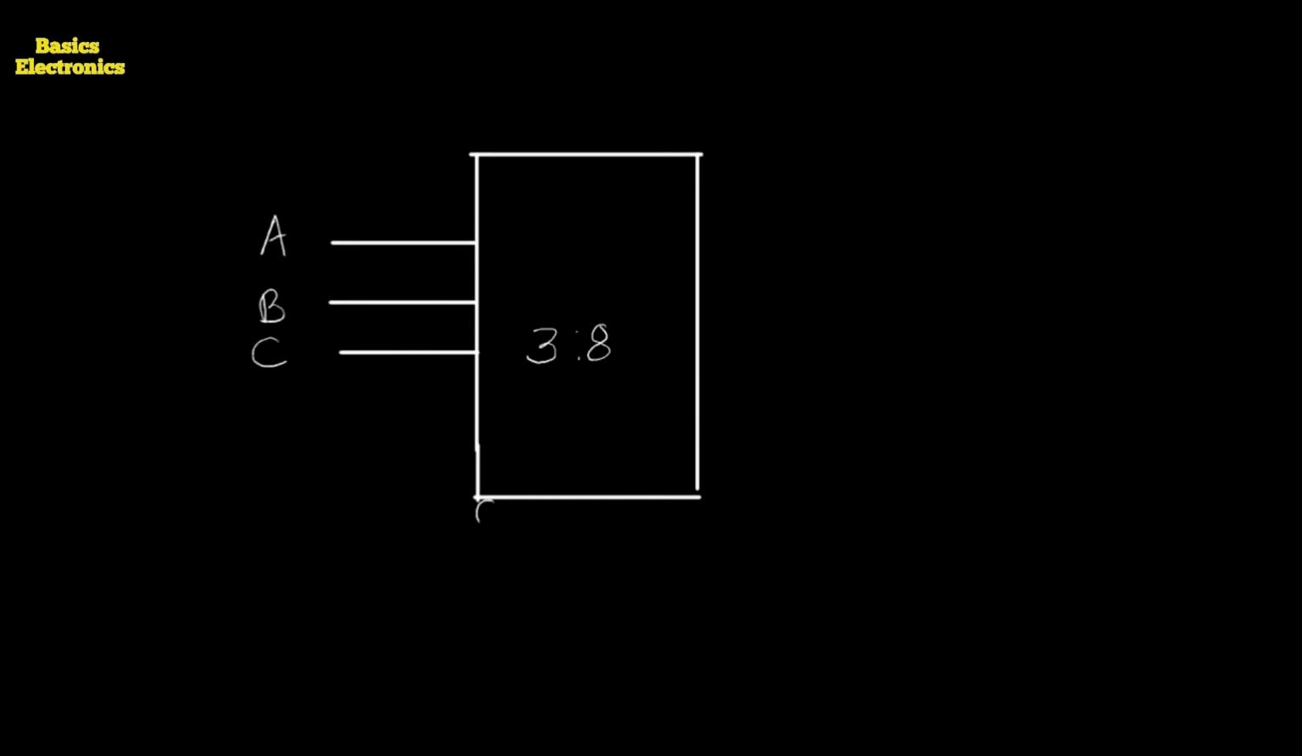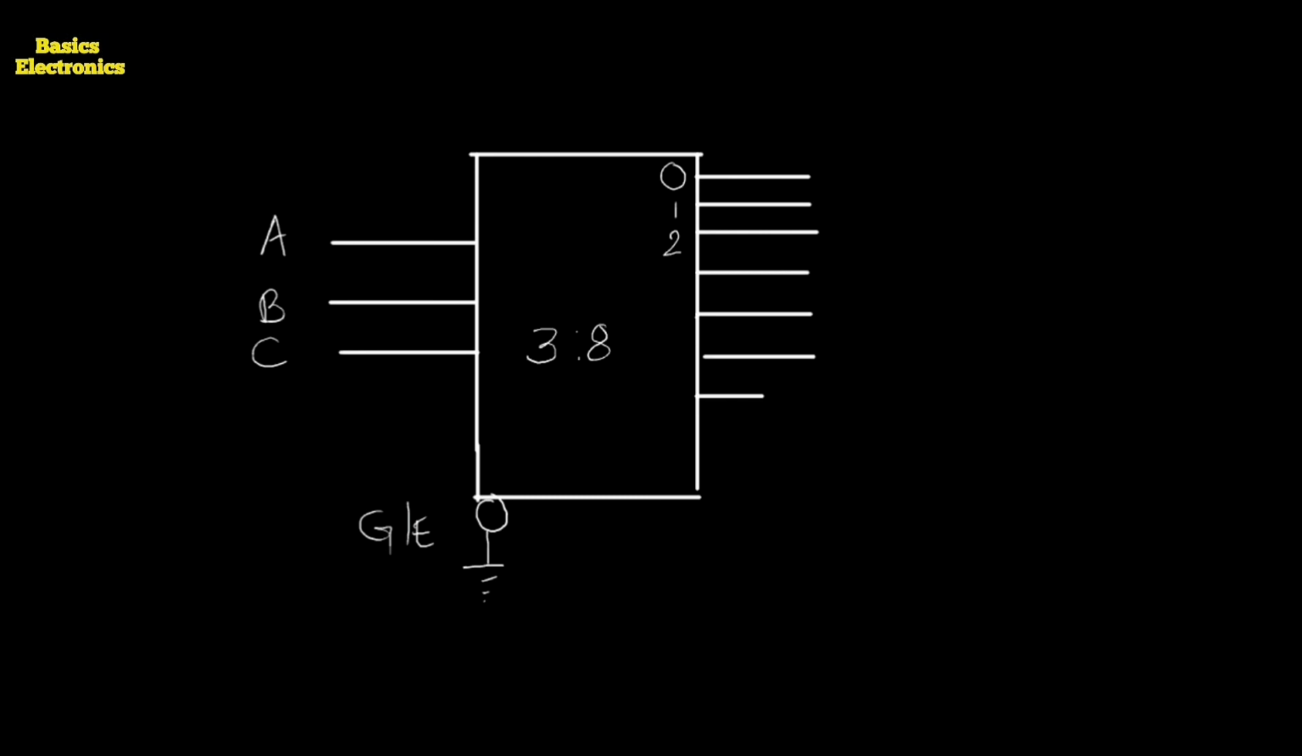Then one more input we have to show here. That input is the strobe input. We connect it to the ground. Here we can write G bar E, or instead of connecting to the ground, you can show only G bar E equals 0. At the right hand side, we show the output lines. So here are the output lines. These output lines are 0, 1, 2, then the next one is 3, then 4, then 5, then 6, and the last one is 7. We write down all these 3, 4, 5, 6, 7.